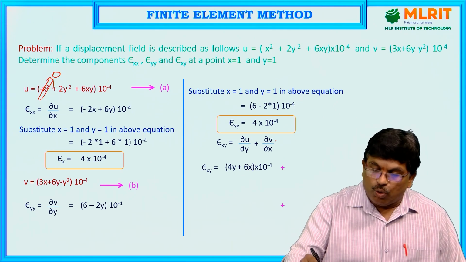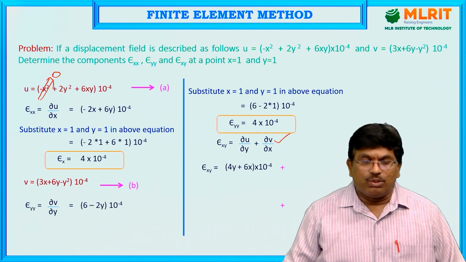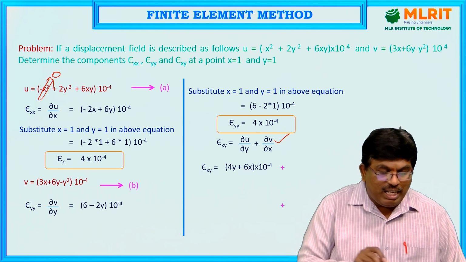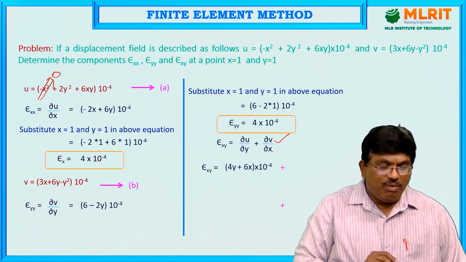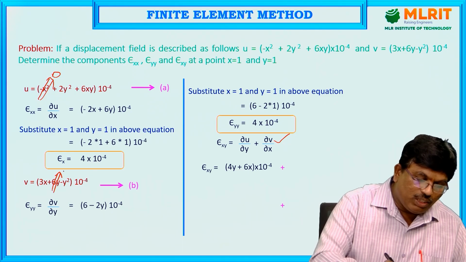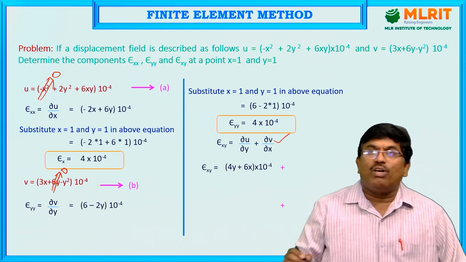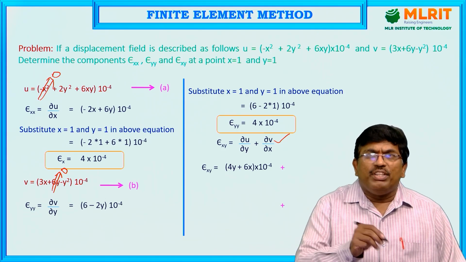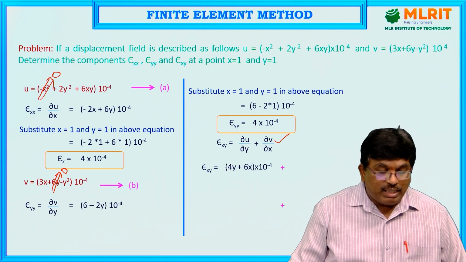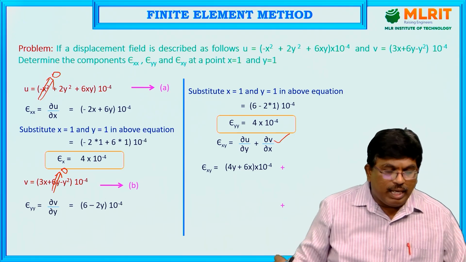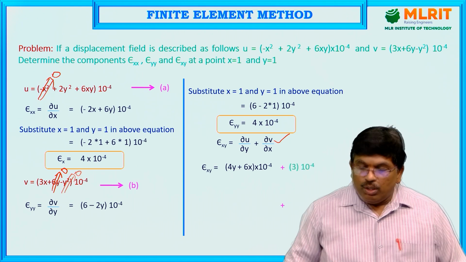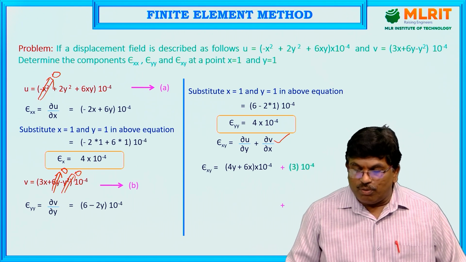Next is dou v by dou x. Equation B gives the v, it is given in the problem only. If you differentiate v with respect to x, the 6y is a constant, so it becomes 0. Why? Because there is no x coordinate. And the other terms, you just apply the same formula. The differentiation of 3x is 3 and the differentiation of minus y square is minus 2y, which has no x. So dou v by dou x equals 3 into 10 to the power of minus 4.